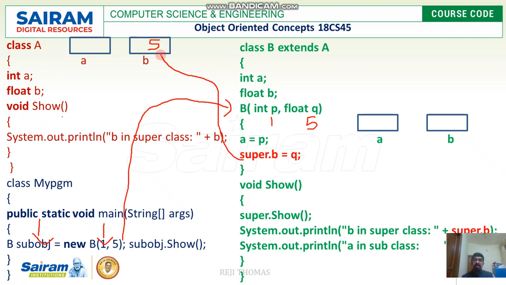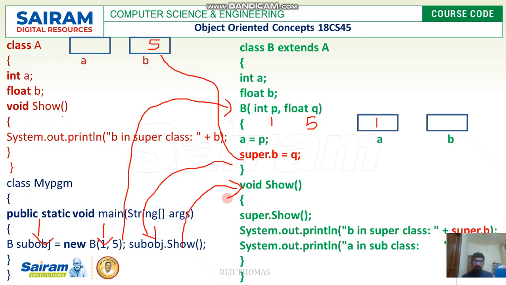At this place, I'll be storing the Q value, or the Q will be assigned to the variable which is in the super. This is going to be 5, and already this is 1. We are done with this. So this is the method which has called this constructor. We will go back to where we call the method using the object. So it will come back to the class B.